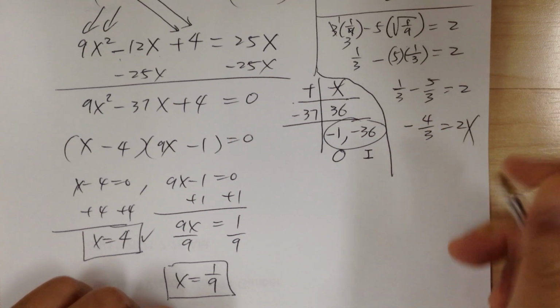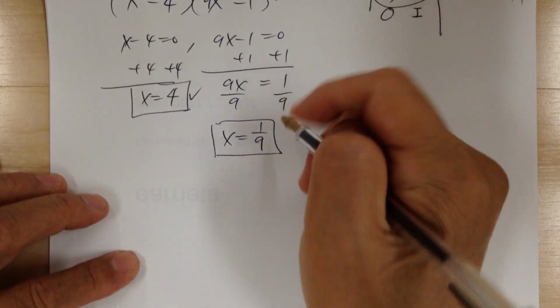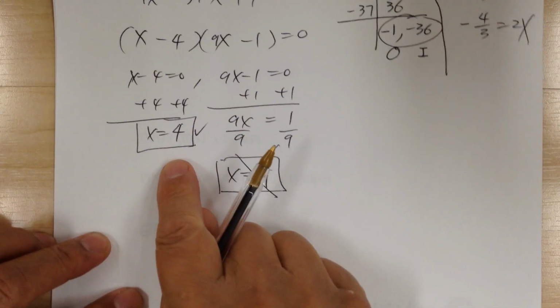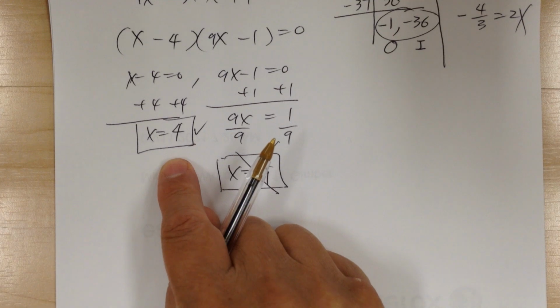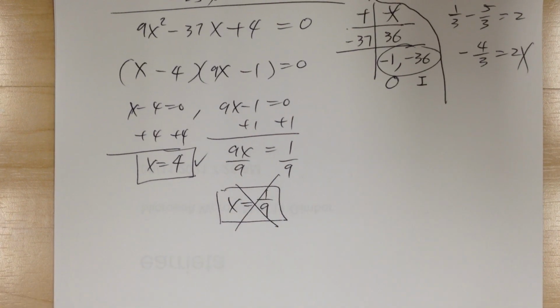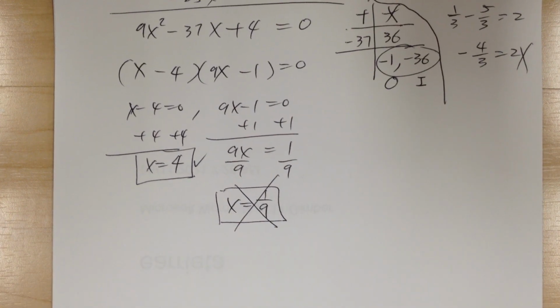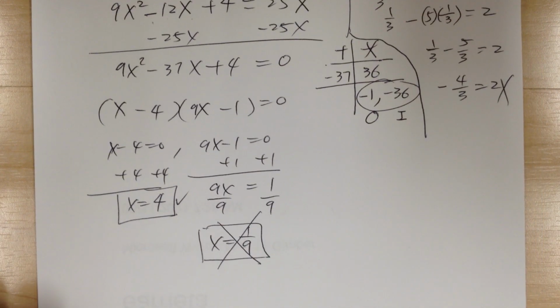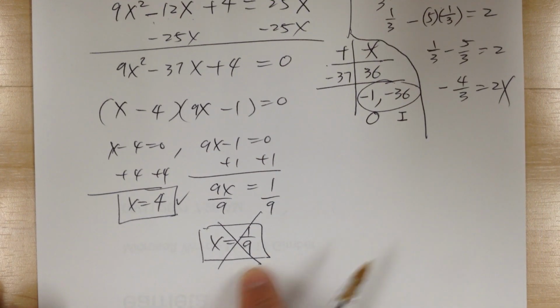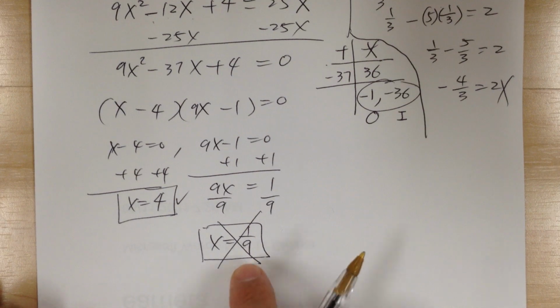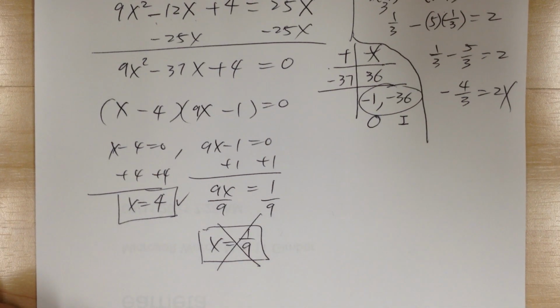So this one is no good. This one does not equal, that means this answer is no good. So the only good answer is x equal to 4. Make sure you check all your answers so that you only get the correct answer. You have to get rid of the extra one. So again, this one does not check out, so this one is no good. Okay, let's go to the next one.